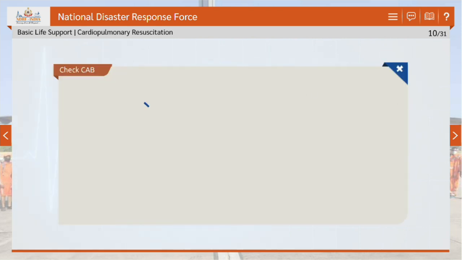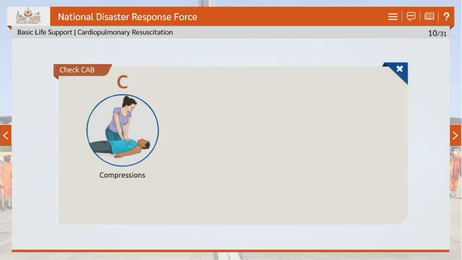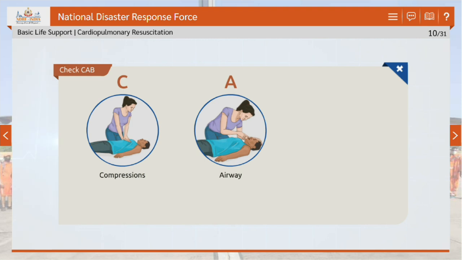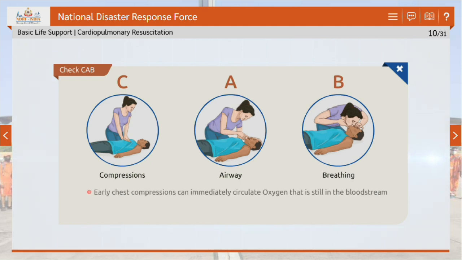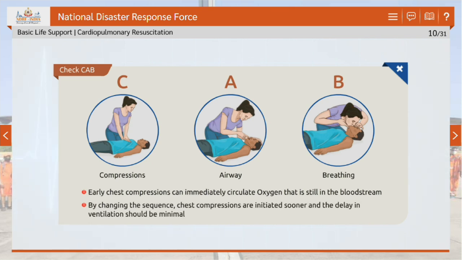Check CAB. C refers to compressions. Push hard and fast on the center of the victim's chest. A refers to airway. Tilt the victim's head back and lift the chin to open the airway. B refers to breathing. Give mouth-to-mouth rescue breaths. Early chest compressions can immediately circulate oxygen that is still in the bloodstream. By changing the sequence, chest compressions are initiated sooner and the delay in ventilation should be minimal.